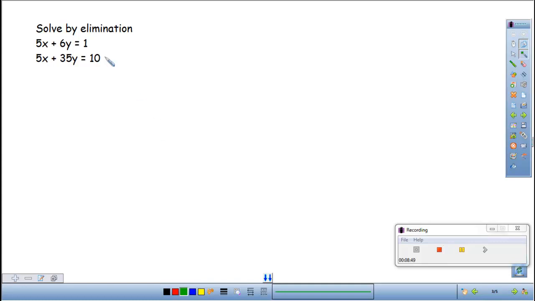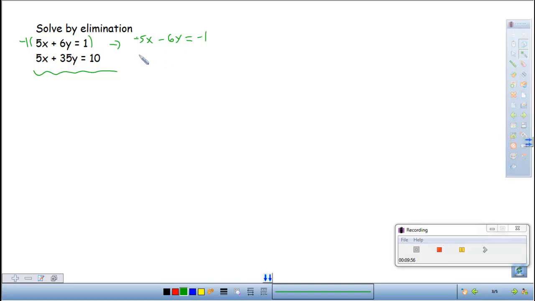So in this case, I have 5x plus 6y equals 1 and 5x plus 35y equals 10. Well, my x's are very close to having what I want. They both have 5x, but they both are positive. So I need to make one of those negative. You can manipulate these equations by using multiplication. So what I can do is I can multiply this top equation by -1. And when I multiply that top equation by -1, I get -5x, and you have to multiply every term in there by -1 to keep the equation balanced, minus 6y equals -1. And that's just multiplying everything through there by -1.